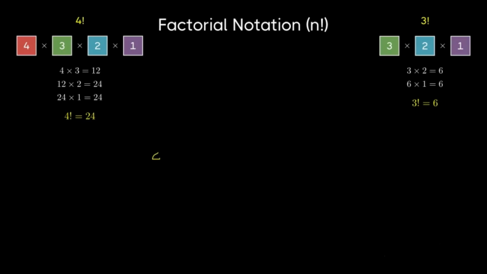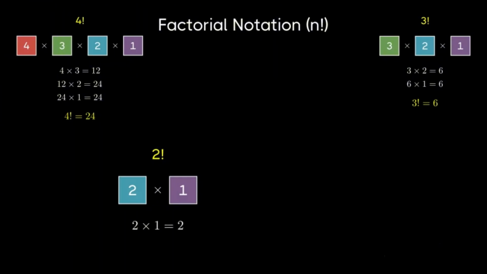Moving on to 2 factorial. As we go to smaller numbers, our factorial calculations become simpler, but the pattern remains consistent. 2 factorial means we multiply 2 times 1. We're down to just 2 blocks now, representing the final 2 numbers in our factorial sequence. The calculation is straightforward. We multiply 2 by 1, which gives us 2.